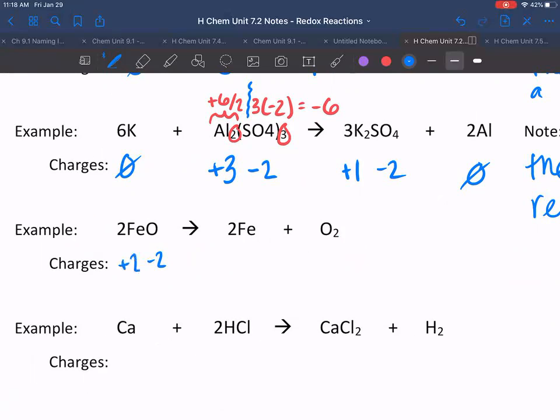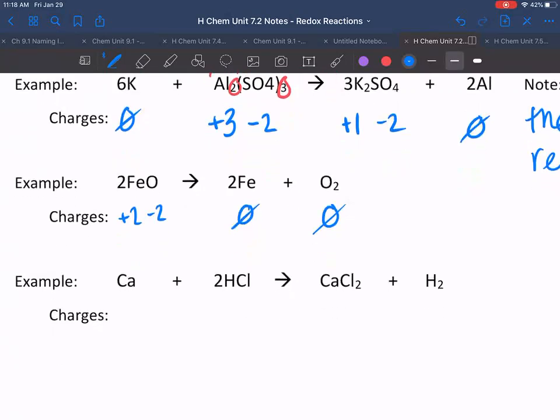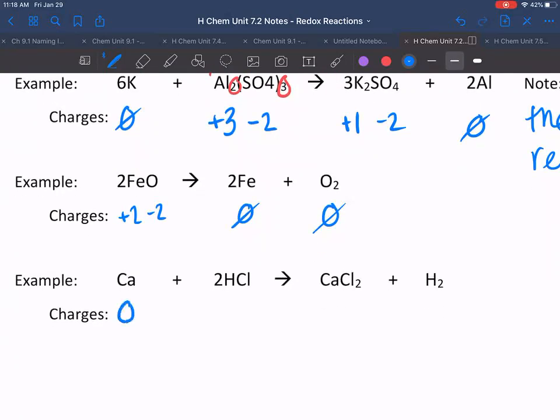+2. If you add them together, it equals 0. And now they're just split up into their elemental states. So the charge is just 0 and 0. All right, and then this next one here, calcium is all up by itself. And then we have hydrochloric acid. And so chlorine typically likes to form a -1 charge. So hydrogen must therefore be a +1 charge.